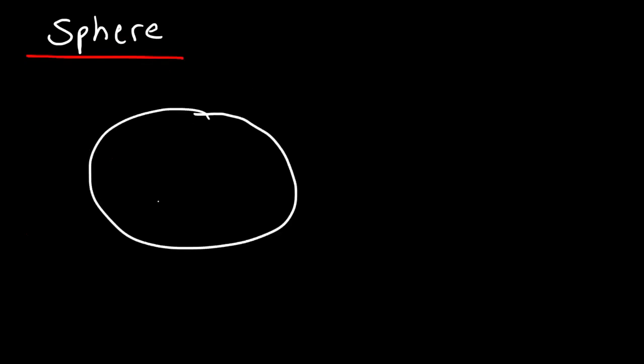The first shape that you need to be familiar with is the sphere. It's a three-dimensional object. The circle is two-dimensional. And so here's how we can draw the sphere. It looks like a circle, but I'm going to draw these lines to indicate that this is a sphere.